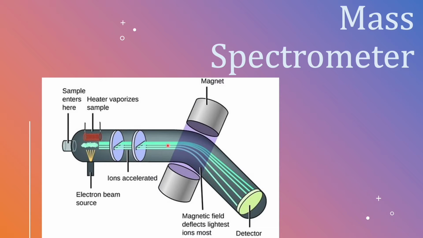Next, in the magnetic field, Thomson and Aston observed a deflection of the ions. This deflection was different for different ions of the same element. Deflection varies as a result of the mass of the ion, but these are ions of the same element.